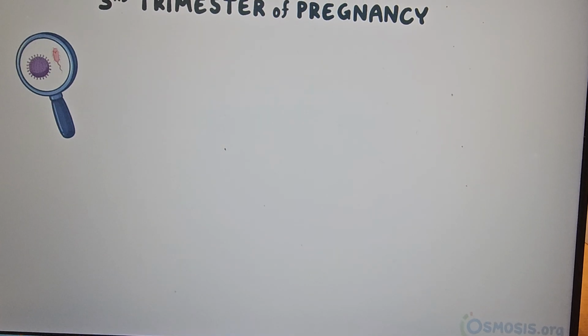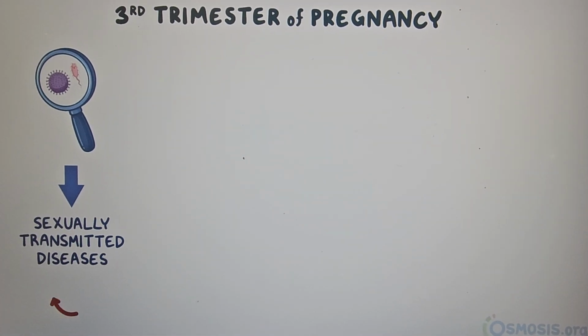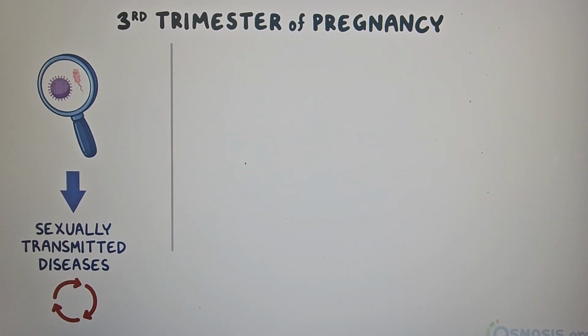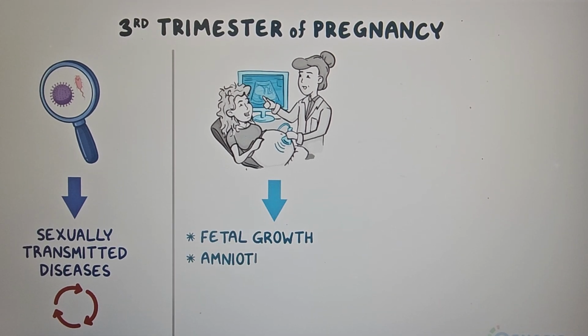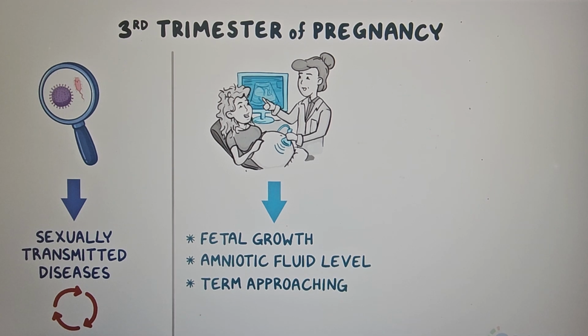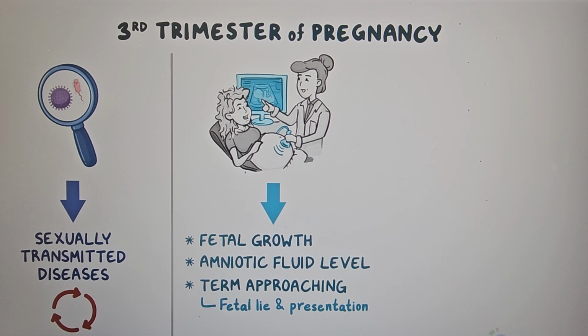Now let's switch gears and look at the third trimester. Screening for sexually transmitted diseases is often repeated at this time, and an ultrasound is performed at each prenatal visit to assess fetal growth and amniotic fluid levels. Also, as the term is approaching, the ultrasound can assess fetal lie and presentation.